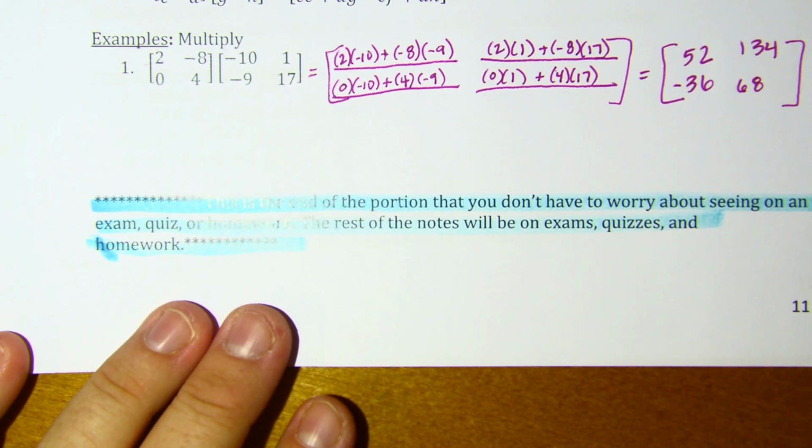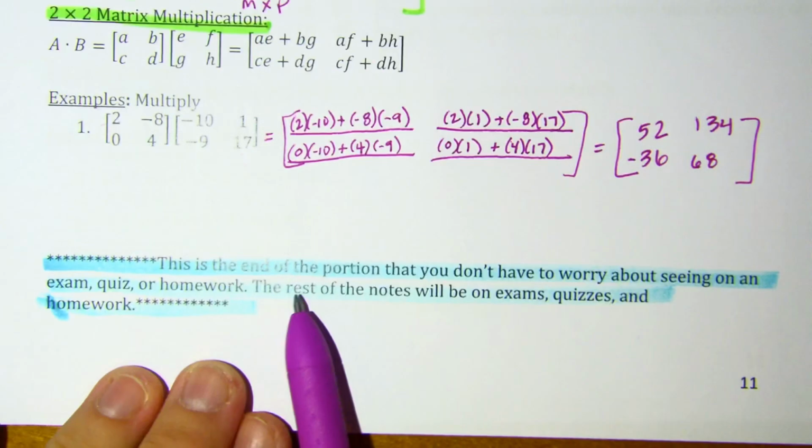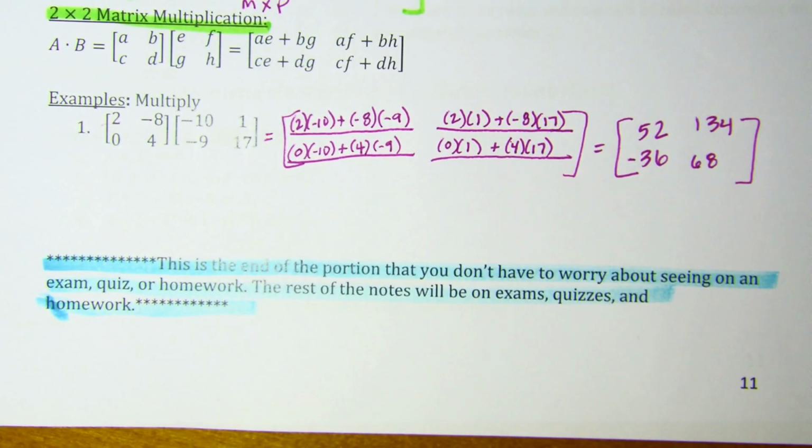And that is how you multiply 2 by 2 matrices. Now you can see here highlighted in blue, this is the end of the portion that you don't have to worry about seeing on a quiz or an exam. That means everything after this you do need to be aware of being on a quiz or an exam.